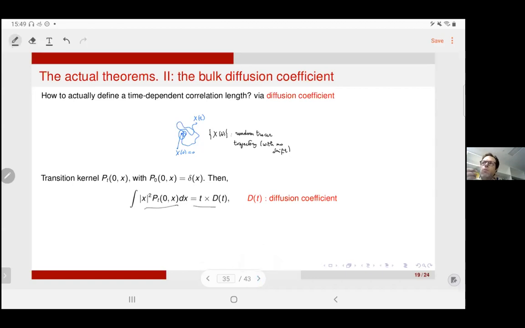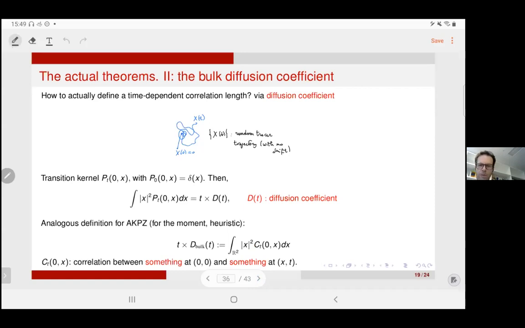In our equation, there is no particle moving. So the analogous definition of a diffusion coefficient works as follows for the KPZ equation. We want to define these bulk diffusion coefficients in a way similar to what would be done for a single particle, except that instead of the transition kernel p_t(0,x), from time 0 to time t, we would have some C_t(0,x), which would ideally be some measure of the correlations between some observable at time 0 at position 0 and some observable at position x at time t. If you look at how this quantity grows with t, it would measure how correlations spread in space with t.